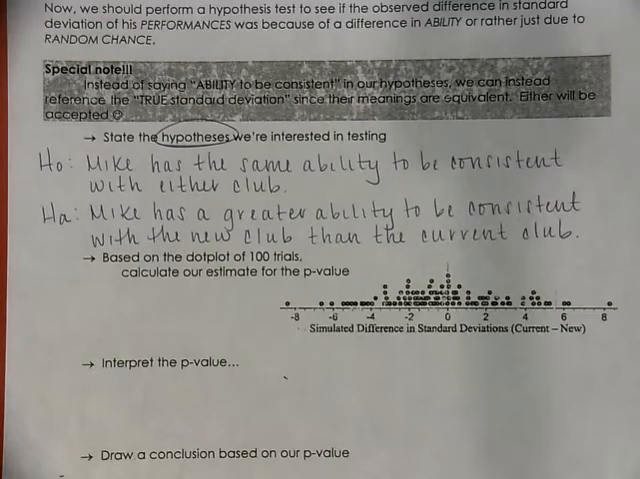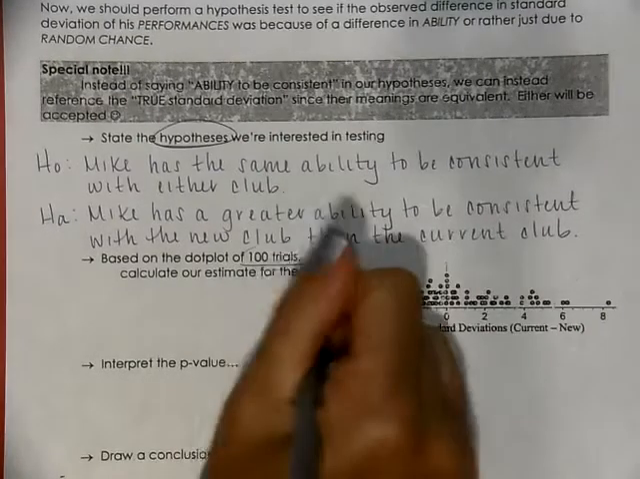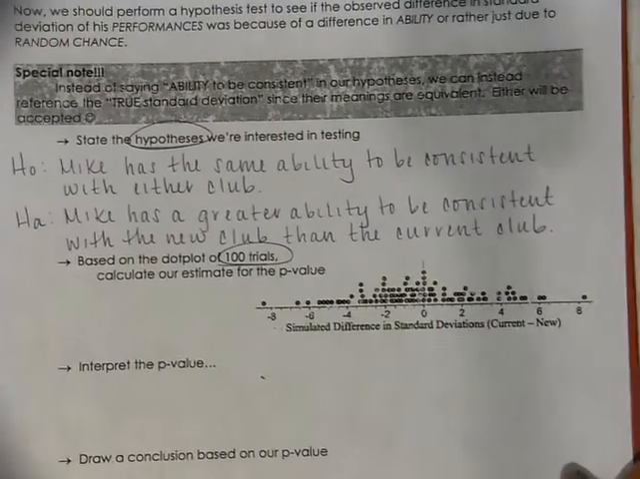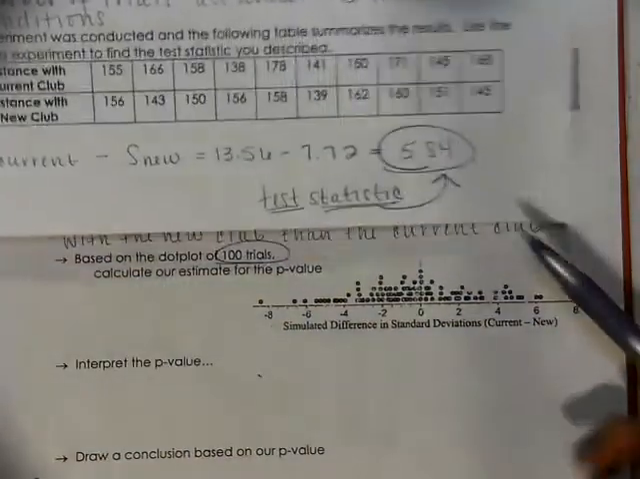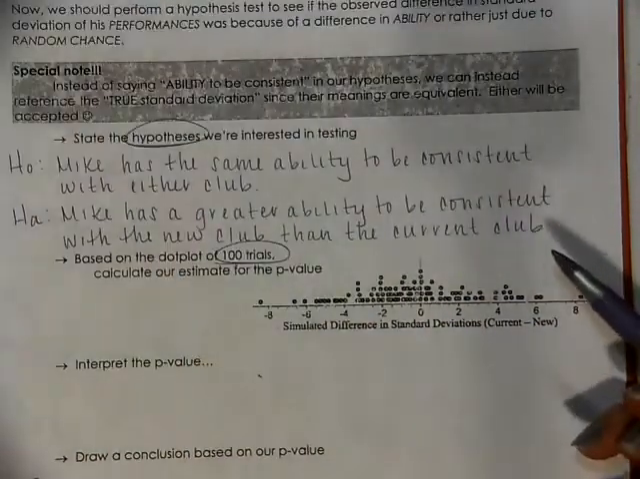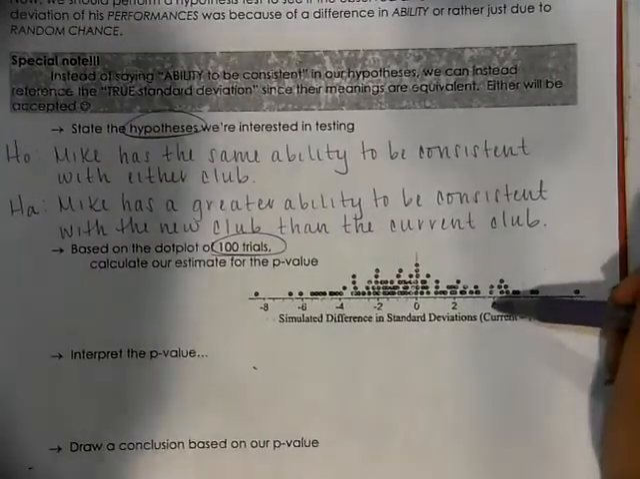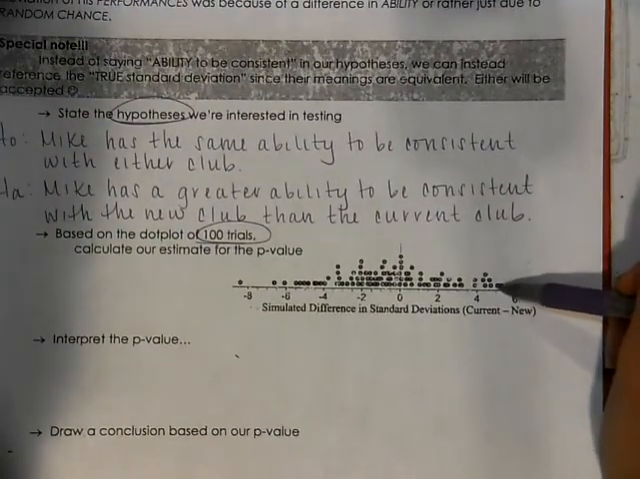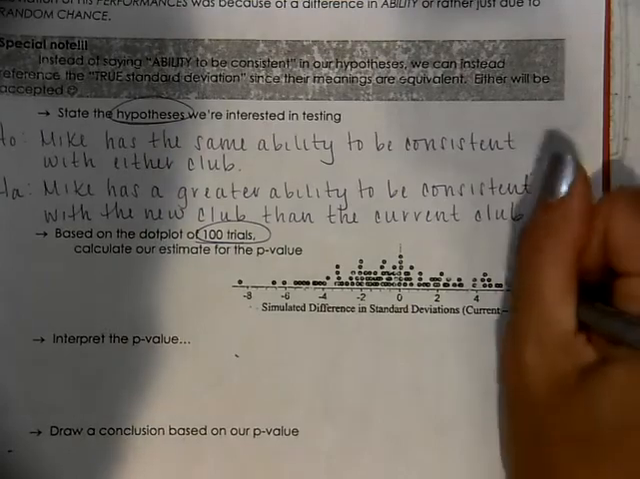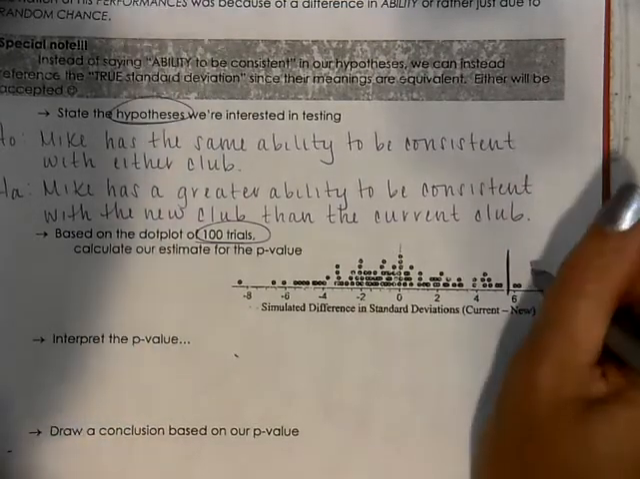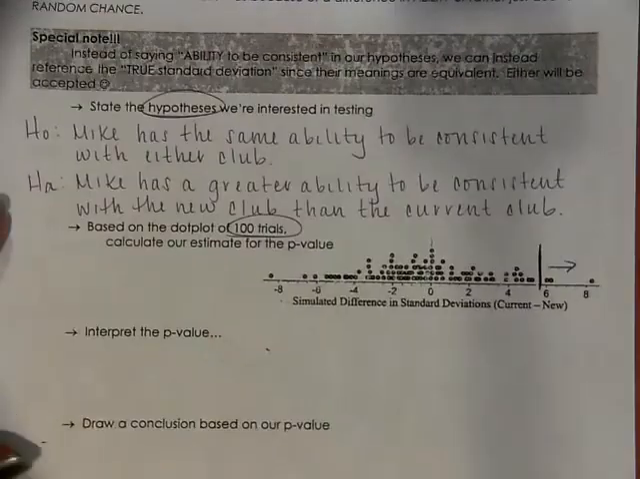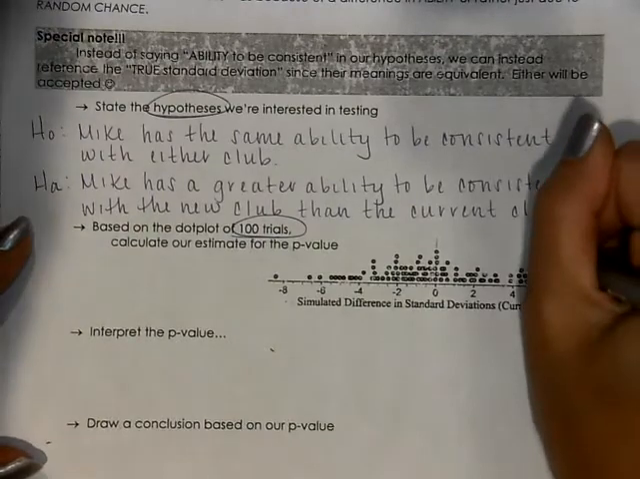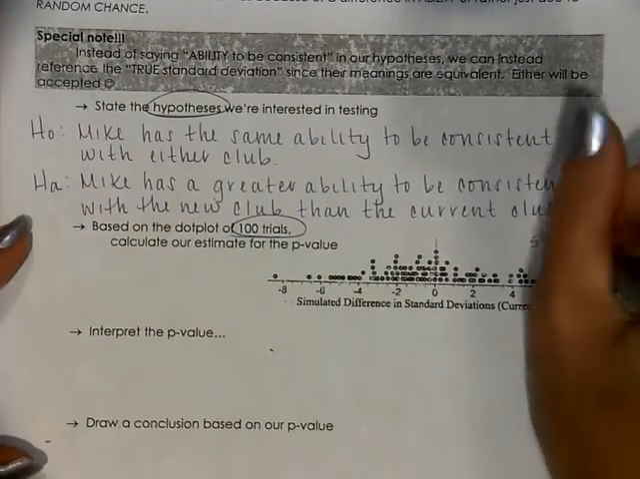So it says, based on the dot plot of 100 trials, calculate our estimate for the p-value. So, 100 trials, so there's 100 dots here. Remember, go back. What was our test statistic from the first page? Our test statistic was 5.84. So here's 4. Here's 5, 5.5. So right around here. So I'm going to look at all the dots at 5.84 and higher. So remember, I drew my line here because 5.84 was my test statistic.